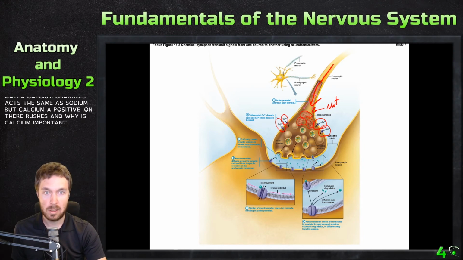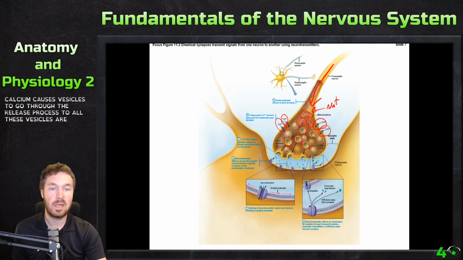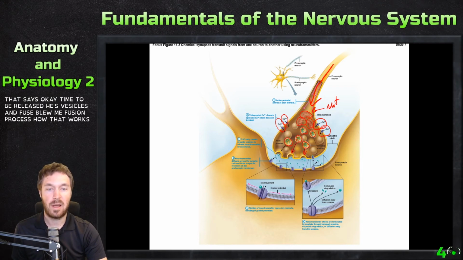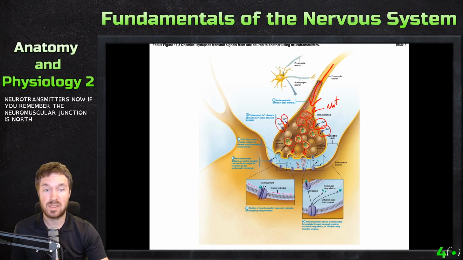Why is calcium important? Calcium causes these vesicles to go through the release process. So all these vesicles are sitting here at the end waiting to be released, waiting for this calcium. This calcium is a messenger that says, okay, time to be released. These vesicles then fuse. Really neat fusion process how that works. But then they fuse and then release these neurotransmitters. Now, if you remember the neuromuscular junction, this neurotransmitter was acetylcholine.